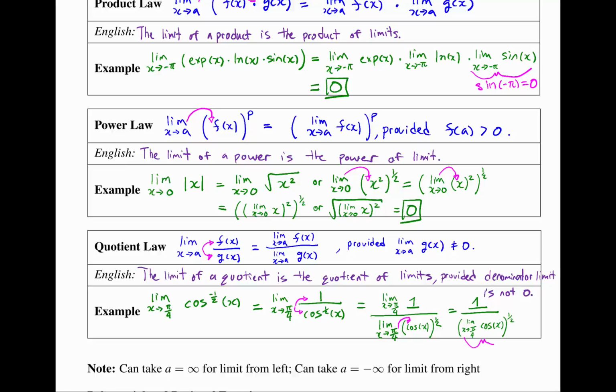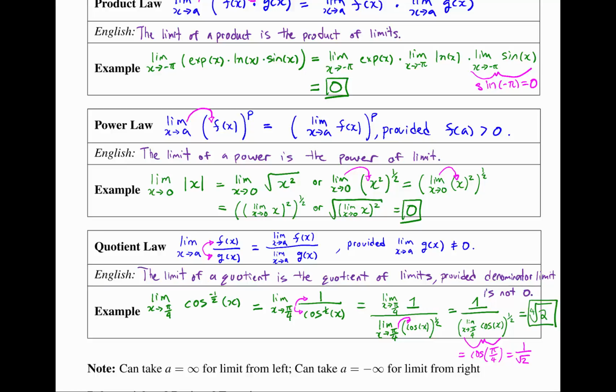But this is a basic limit. So the limit as x goes to pi over 4 of cos x is just cos pi over 4. And that's 1 over root 2. So we have 1 over root 2 to the 1/2, which is 1 over the 4th root of 2, with 1 on the numerator. And the result is the 4th root of 2.